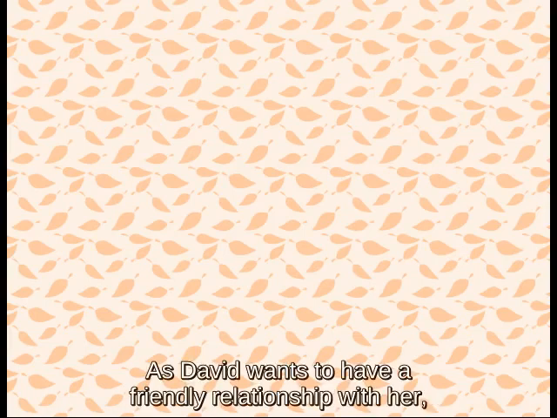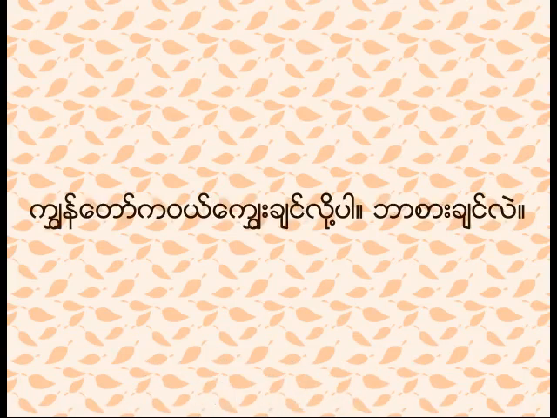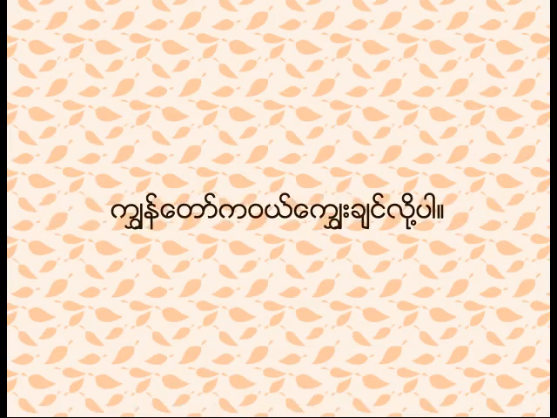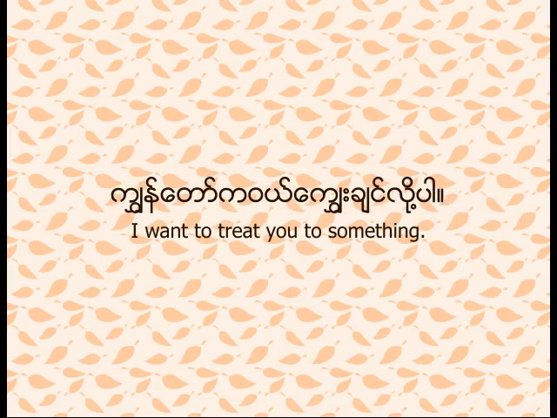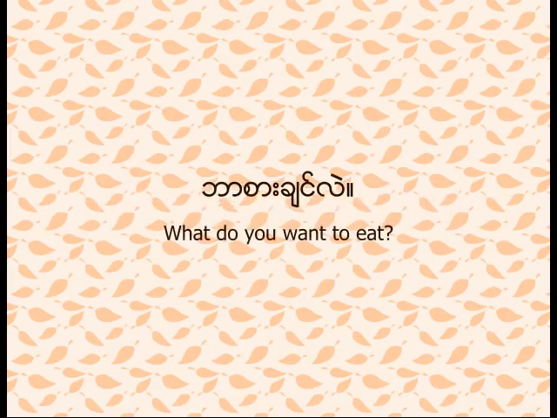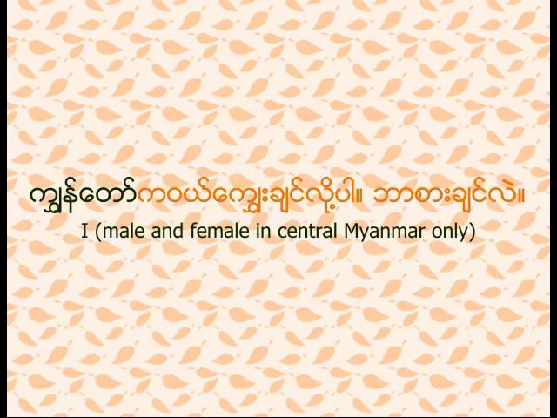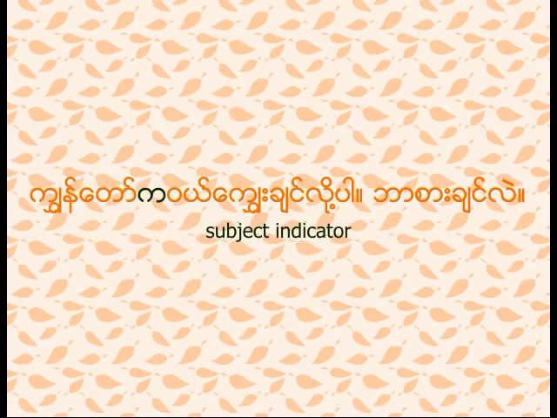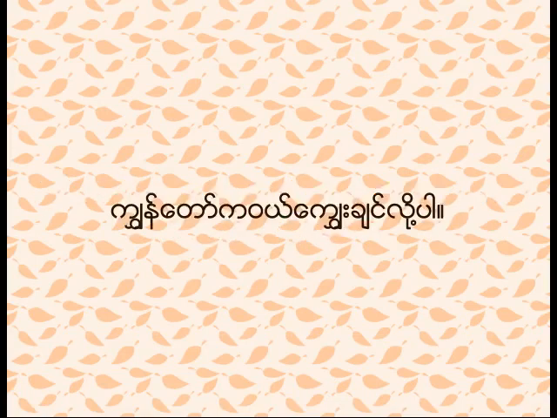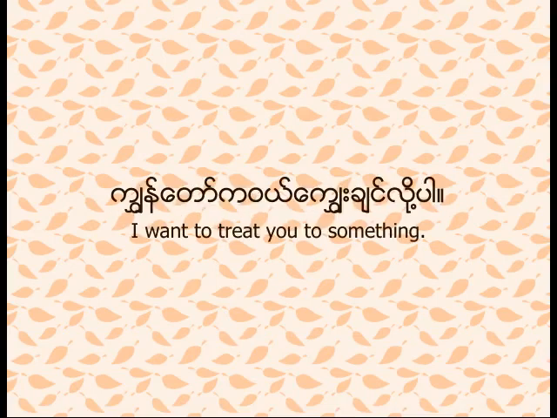As David wants to have a friendly relationship with her, he said, "Chendoga we jwe chen lo ba, ba sa chen le." Chendoga we jwe chen lo ba means I want to treat you to something. Ba sa chen le means what do you want to eat? In the first sentence, jano ga we jwe chen lo ba, jano is I, ga is subject indicator, we jwe is to treat, chen is to want, lo is because, ba is sentence statement particle. So this sentence, jano ga we jwe chen lo ba means I want to treat you to something.